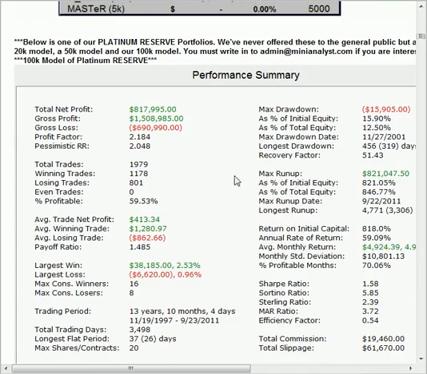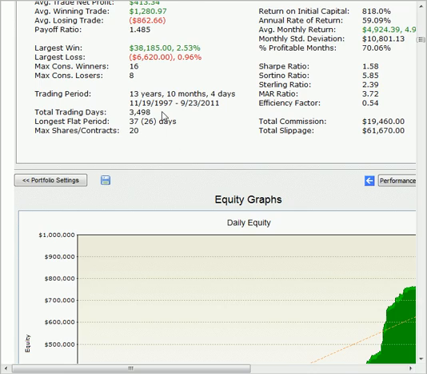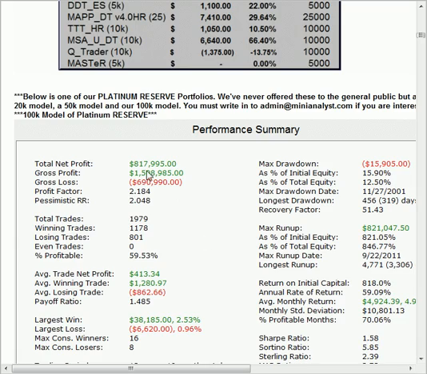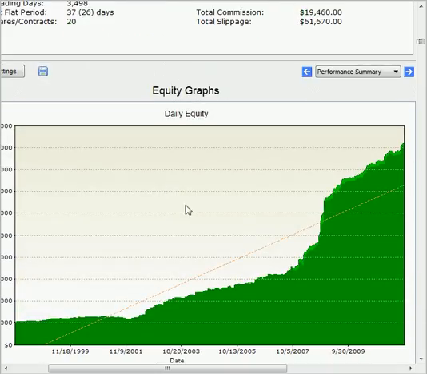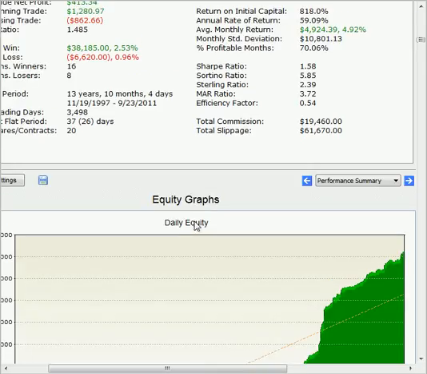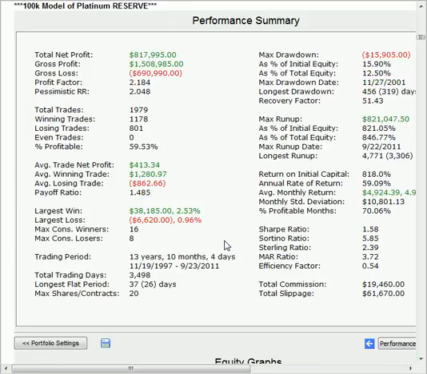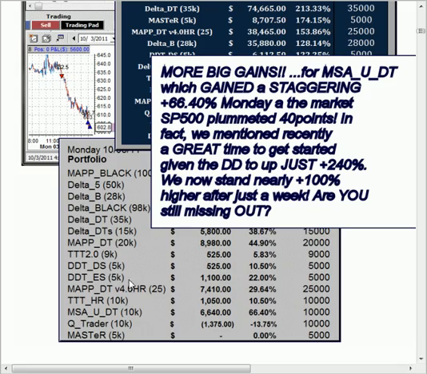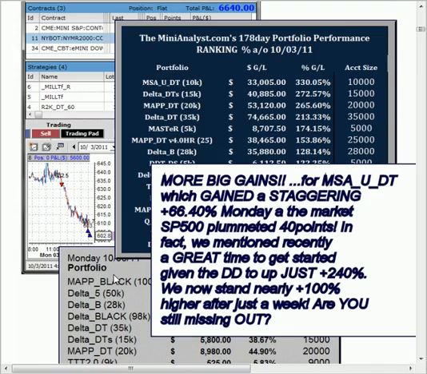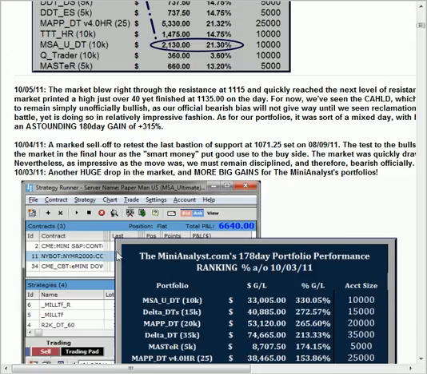There's the Platinum Reserve 100 over the last 13 years, 10 months, about 14 years, $800,000 with a maximum drawdown of $16,000. You can get involved in this portfolio. I think it's $5,000 a month or so. I'm not really sure on the price. I'd have to check with web marketing on that.